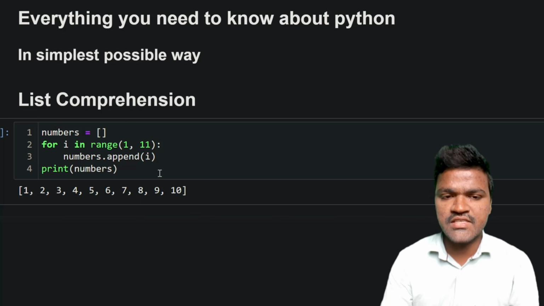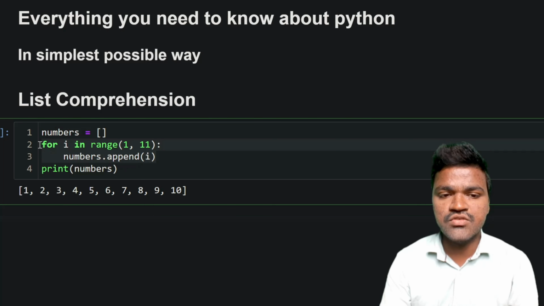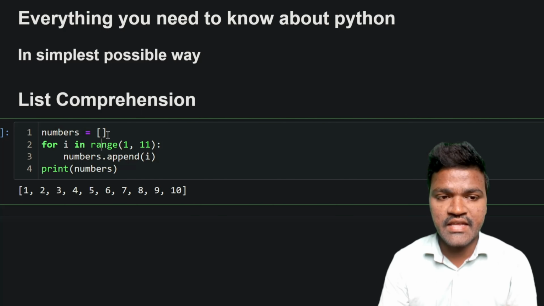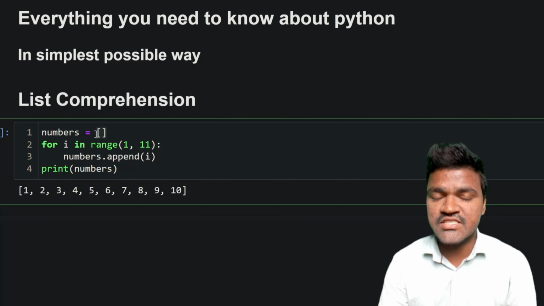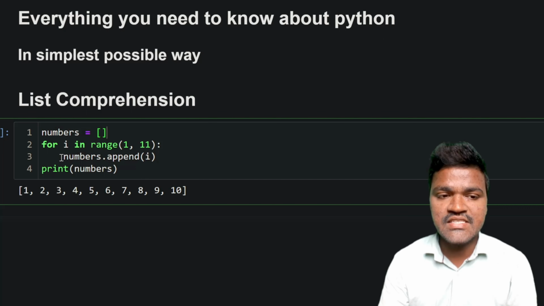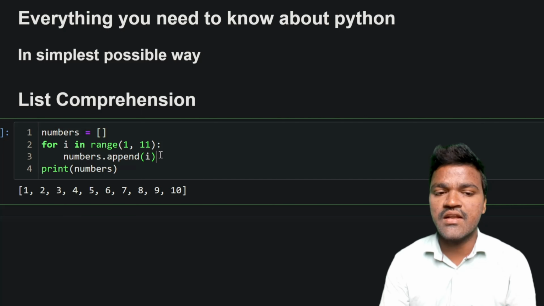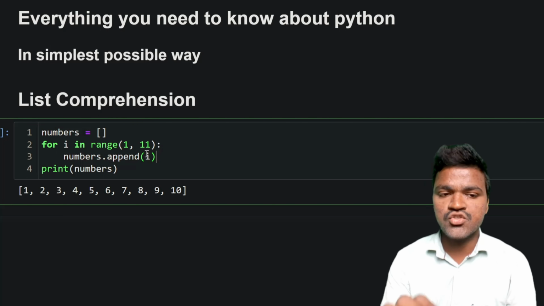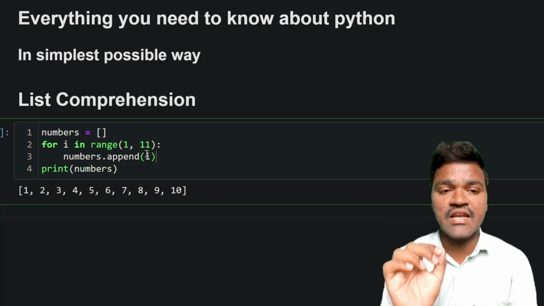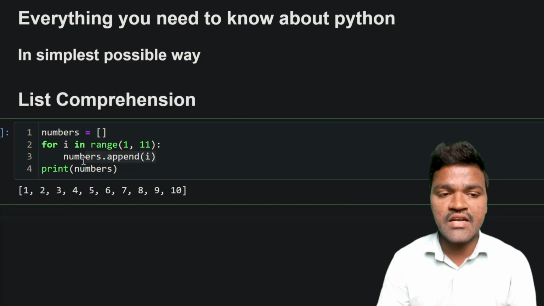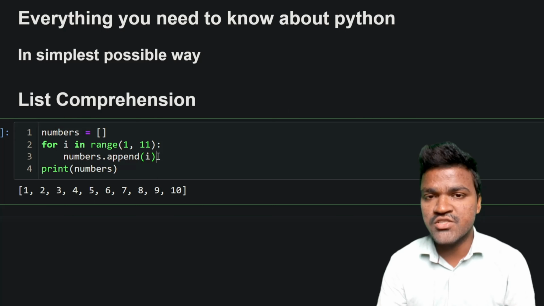Though it looks like a smaller code, we are using this many number of lines, right? First we are creating this particular list, which is an empty list. After that, each time, in each iteration, we are adding this particular element to the list, right? So instead of doing this, we can use list comprehension in order to reduce this code, in order to do this process in the simplest possible way.